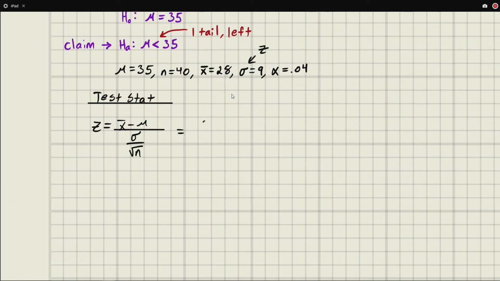So x bar is 28, mu is 35, sigma is 9, and n is 40.